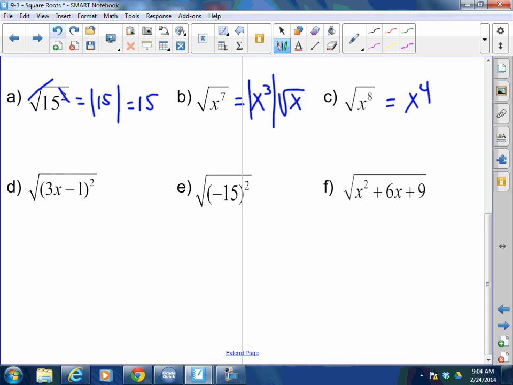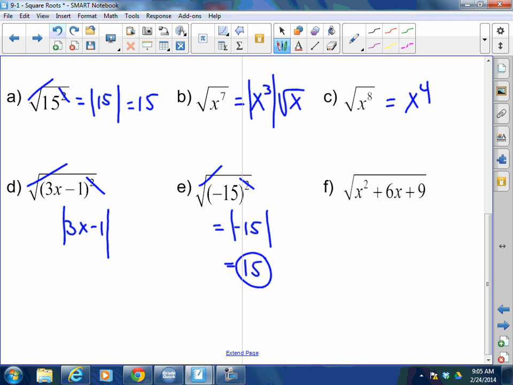Square root of 3x minus 1 squared. This power of 2 gets canceled out with that square root. So I'm left with 3x minus 1. But isn't there an invisible power of 1 here? So therefore, this must be an absolute value. Square root of negative 15 squared. Here's the danger. This cancels. People go negative 15. Is that possible? That's why we put it in absolute value, because it's to the first power. So this will equal 15.